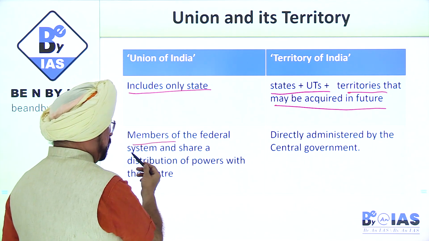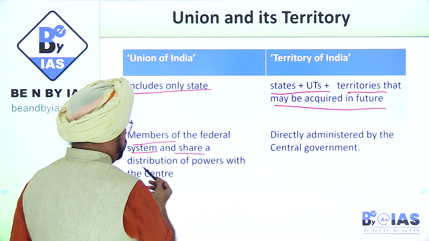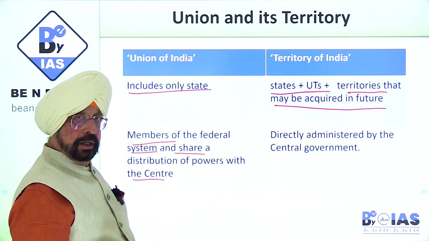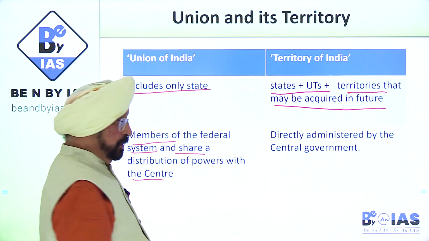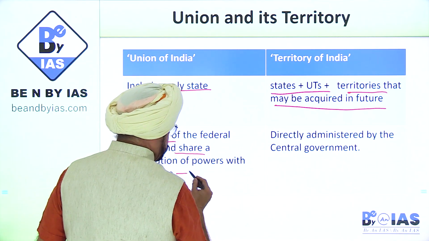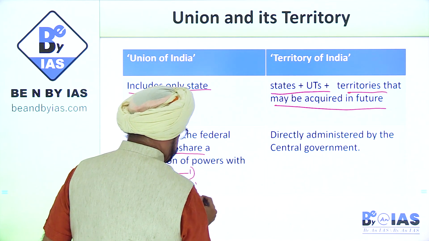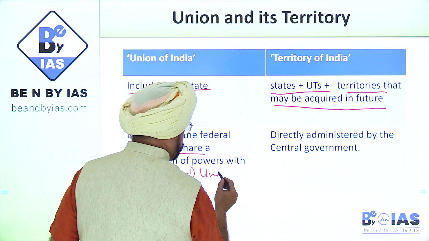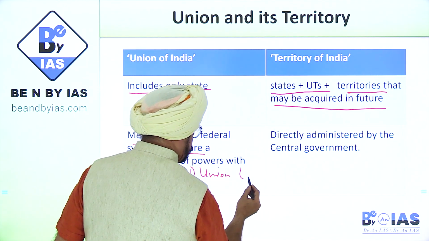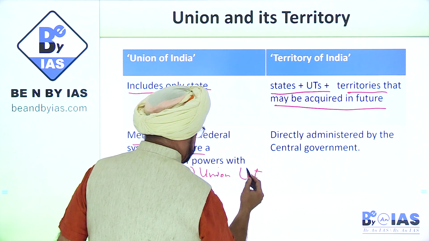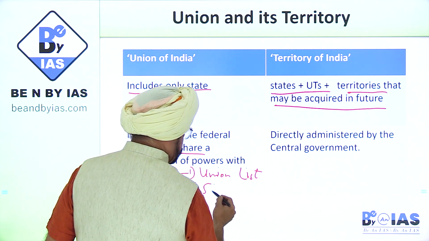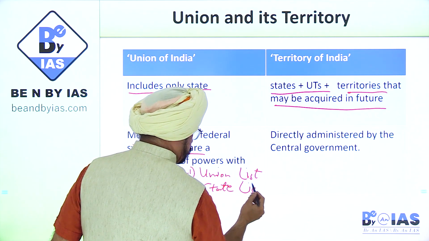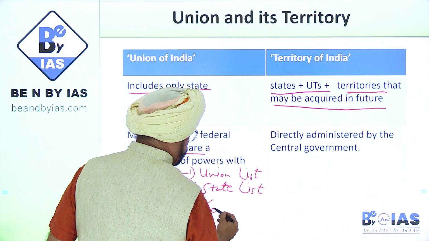States are members of the federal system and share a distribution of power with the center. That's what I said. How are the powers distributed? Through three lists. What are those three lists? Union list, state list, and the concurrent list.